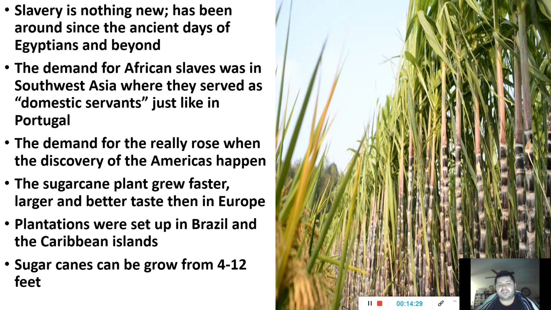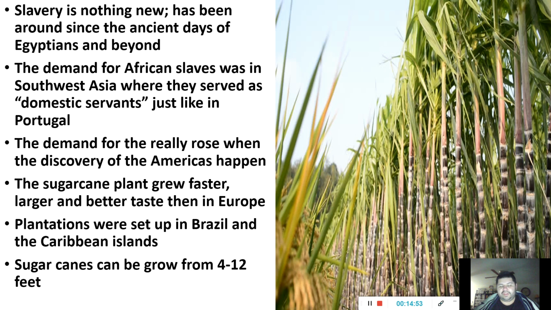It's back-breaking work. So these guys were like, well, we're not going to do it. We'll just get some slaves to do it. And that's where they start really asking for slaves from Africa. And this is where the slave trade really starts to kick up. Plantations were set up in Brazil, like I said, the Caribbean islands.